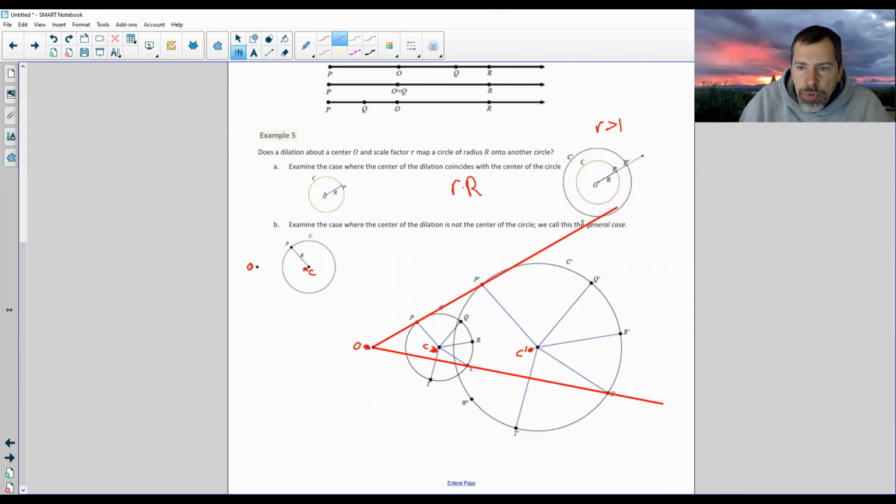So the difference between the two is it's a circle with the same center, and it's almost looking like a target if you repeat it. And in this case, the entire circle, including the center, gets moved and enlarged. So those are the two possible outcomes where we dilate a circle.